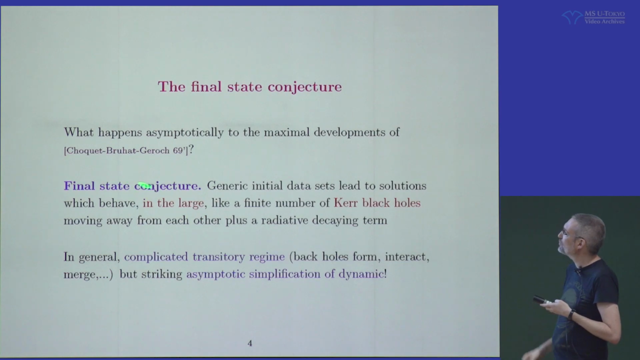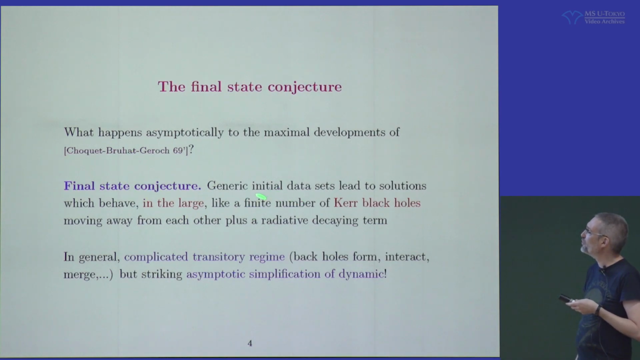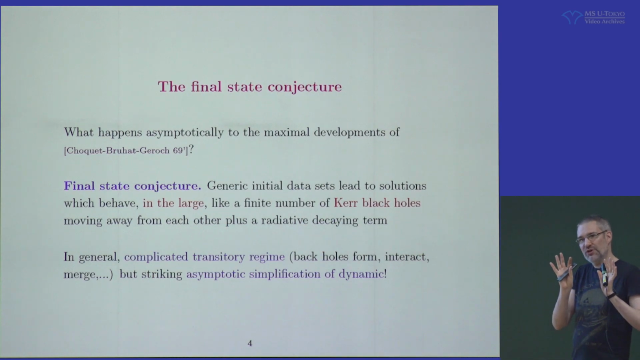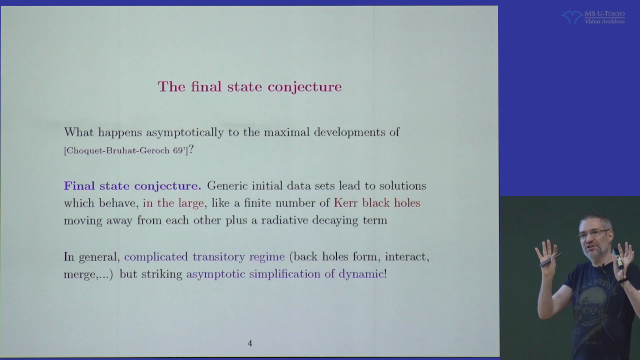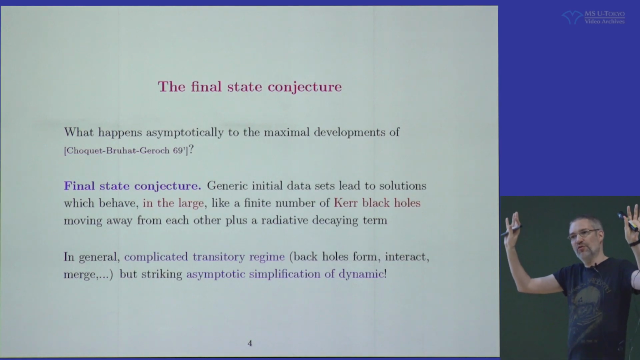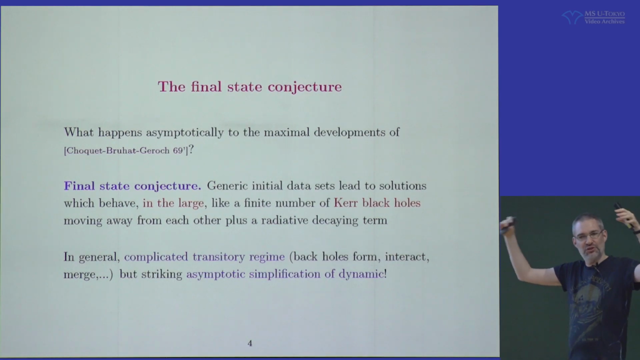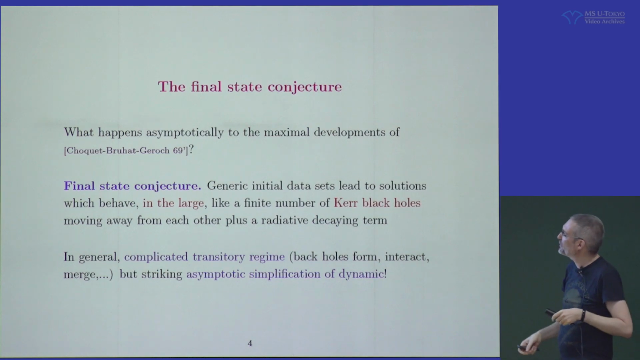So here is the conjecture. The conjecture says that if I take a generic initial data set, this will lead to a solution which behaves in the large like a finite number of Kerr black holes moving away from each other plus a part that decays to zero. So in other words, you have at the end, if you wait sufficiently long, you will see these Kerr black holes and they will just move away from each other and the rest will just disappear, okay?